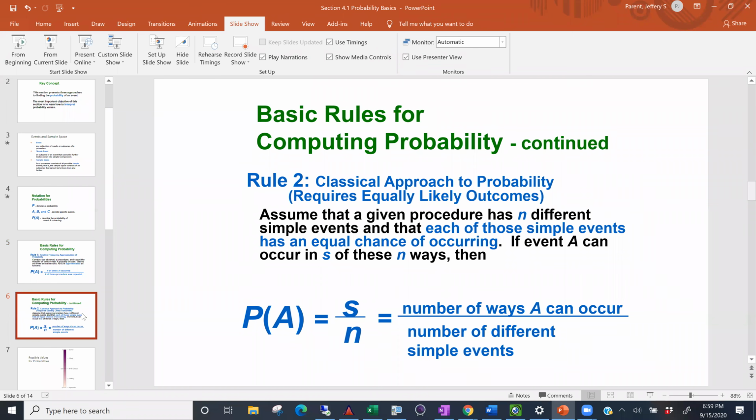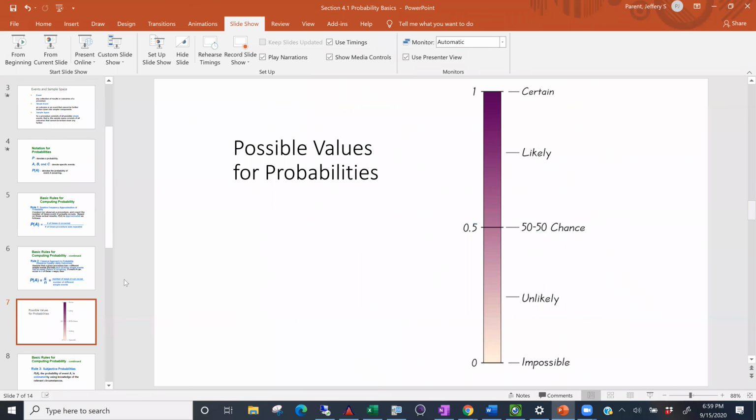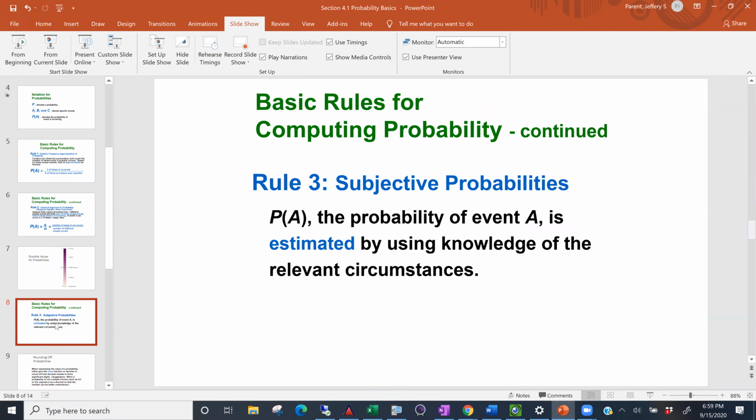Now your classic approach is what we just did here. The number of ways that something can occur divided by the total number of simple events. So there's 2 sides to a coin, only one of them is a head. So there's your probability. Now there's one more possibility in terms of coming up with probabilities, and these are subjective probabilities. And these are based on your knowledge or your experience, just your rough guess. What do you think the probability is?